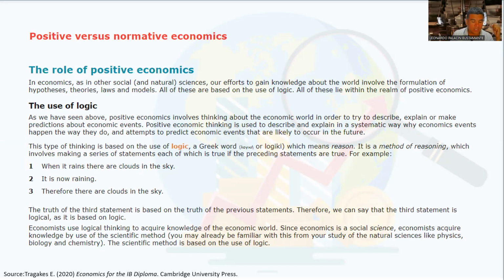Economists use logical thinking to acquire knowledge of the economic world. Since economics is a social science, economists acquire knowledge by use of scientific methods. You may already be familiar with this from your study of the natural sciences like physics, biology, and chemistry. The scientific method is based on the use of logic. Okay, so point number one of the role of positive economics is the use of logic.